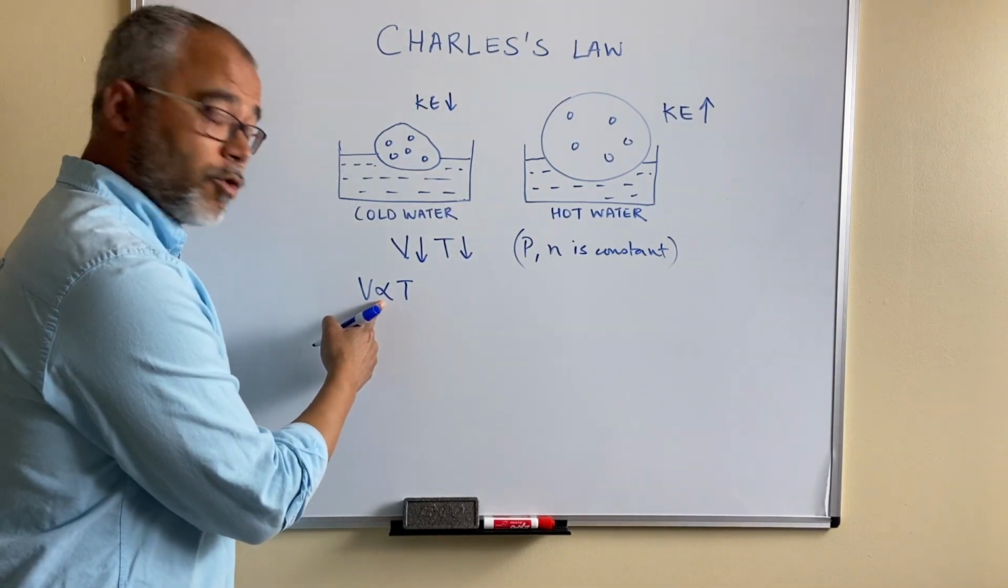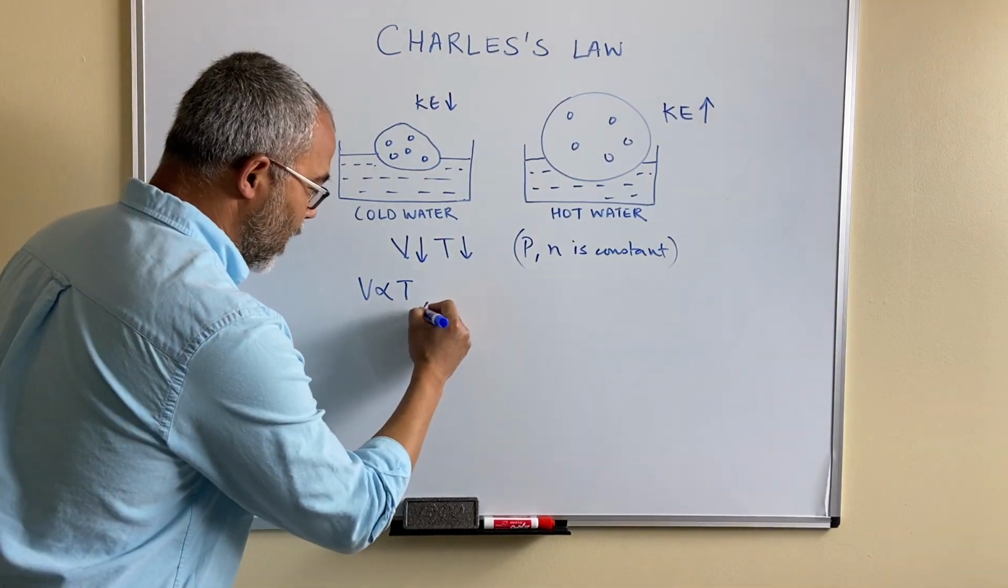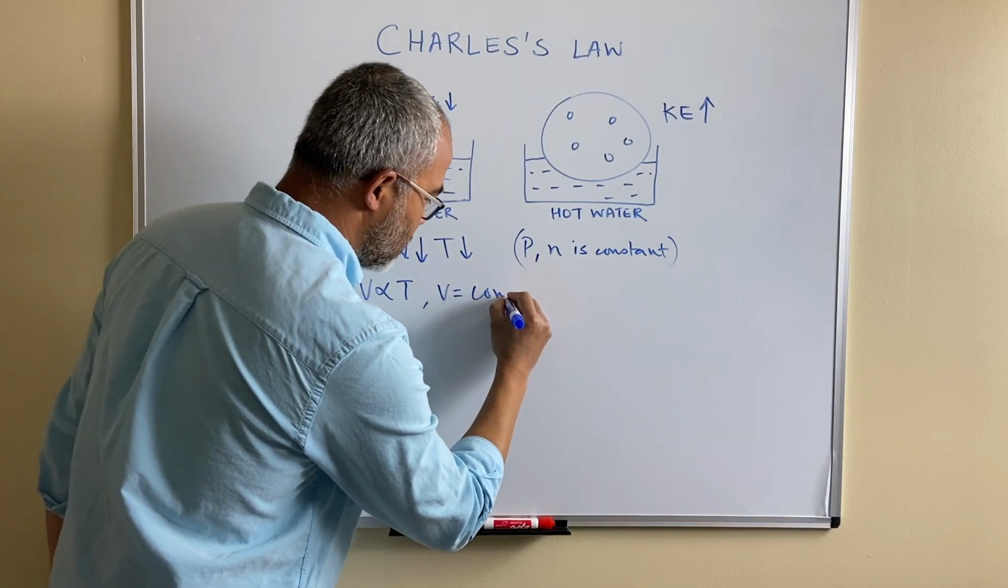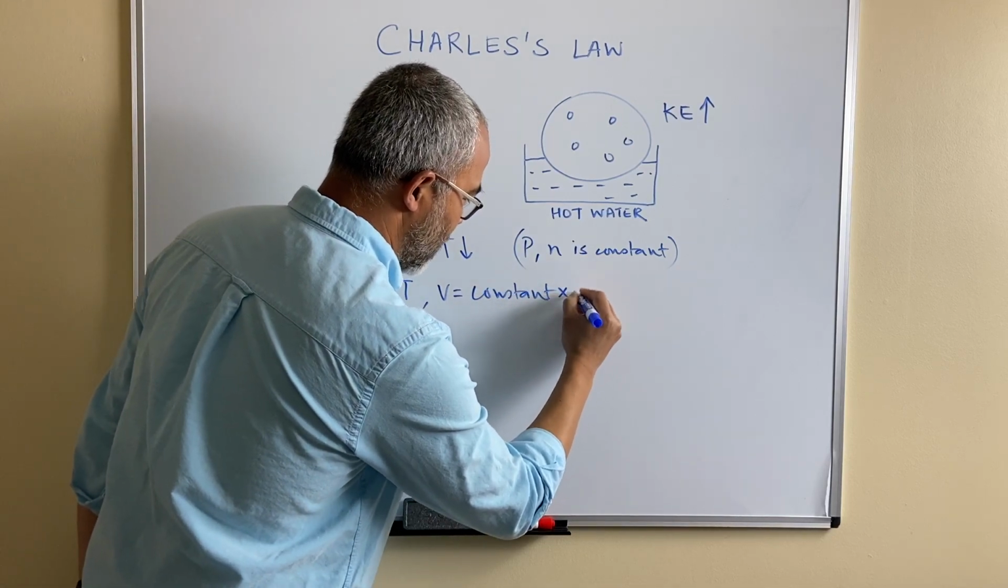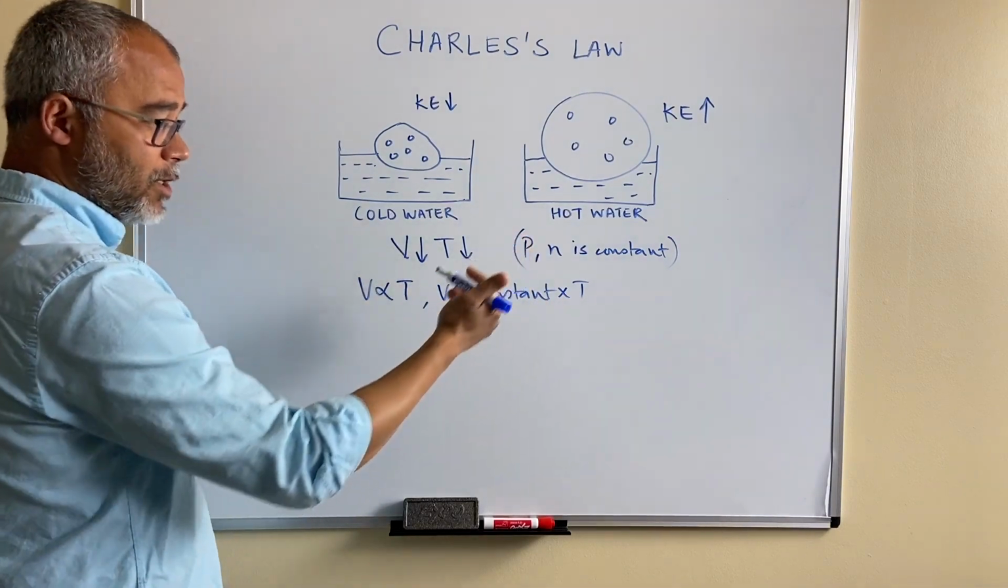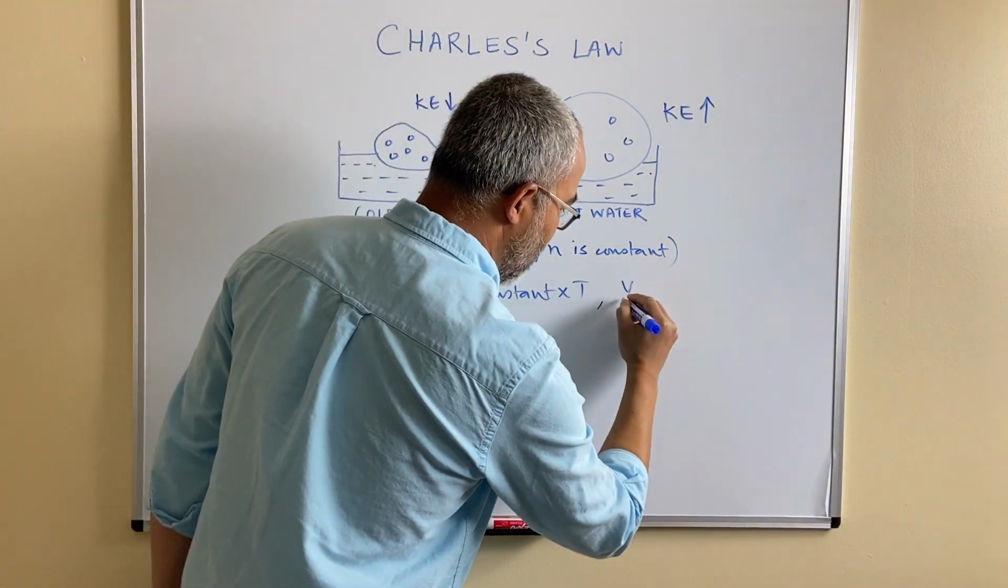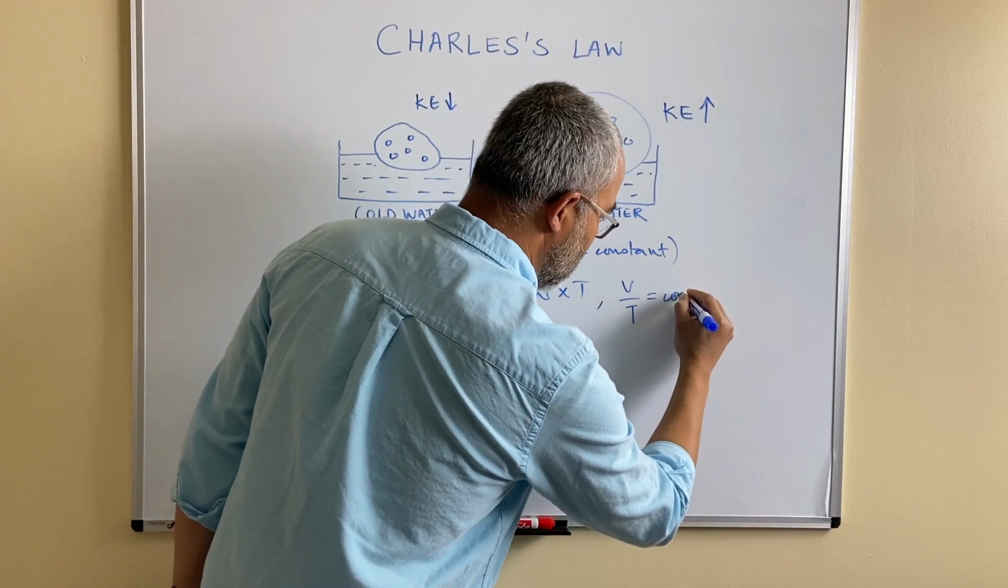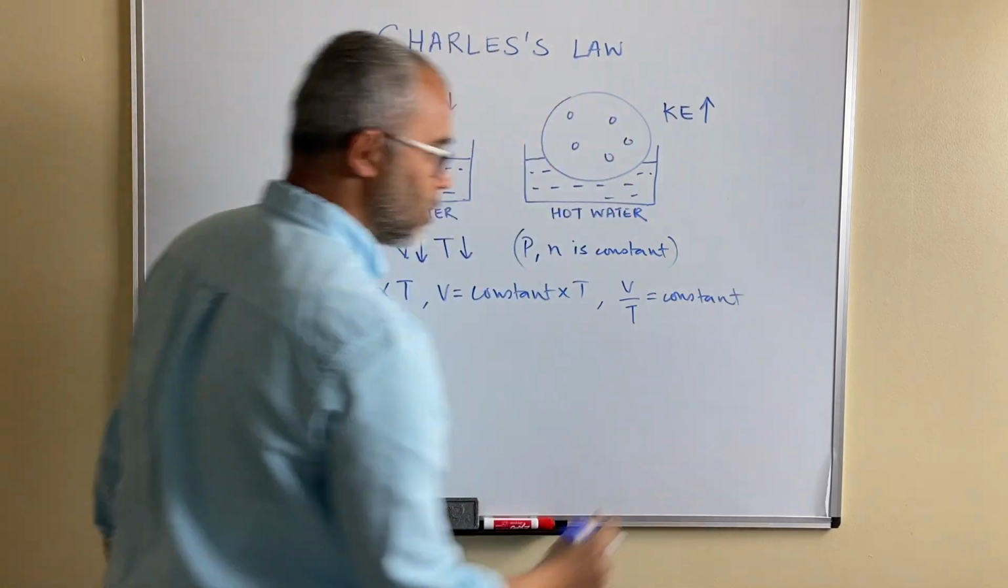And then if you remove the proportionality sign, we can say V is equal to a constant times T, okay? And then if you bring the T on the left-hand side and keep the constant on the right, we have V over T is equal to a constant, okay?